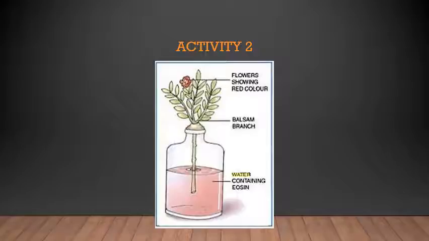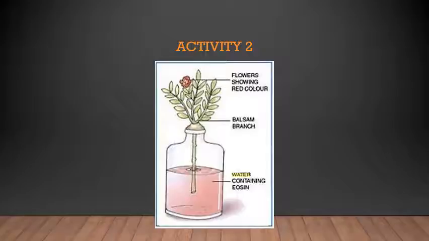How do you think the color reached there? What makes you think that the color reached up? Now this is the true experiment. It's very simple. Just take a glass of water, add 1 or 2 drops of ink in it and keep any stem, children, or you can take this white color rose and keep it in that stem. After a few hours you can see that the white color rose would change the color into the color which you have dropped in the water.